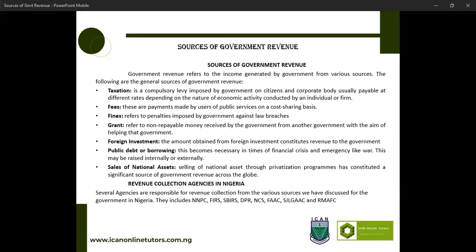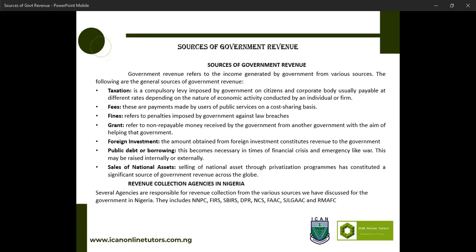We have taxation. Taxation is a compulsory levy imposed by the government on its citizens and corporate bodies, usually payable at different rates depending on the nature of economic activity conducted by an individual or firm. Business enterprises and individuals earning salary from either the government or private ownership, including government agencies, are all subject to payment of taxation into the general purse of the government, so that government is able to cater for the welfare and security of the nation.